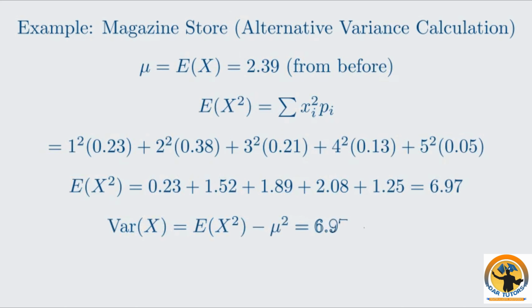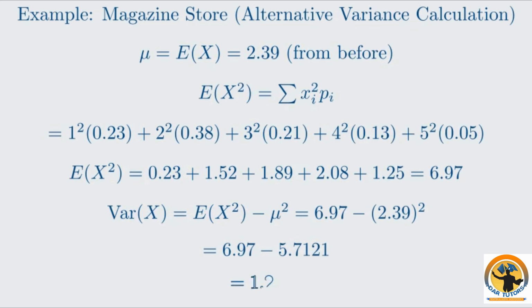Now we can find the variance. Variance is E of x squared minus the mean squared, which is 6.97 minus 2.39 squared. This gives us approximately 1.2579, the exact same result we found before, but with less work. We can also see how these calculations are done using a graphics calculator, which is essential for the IB AI HL exam.